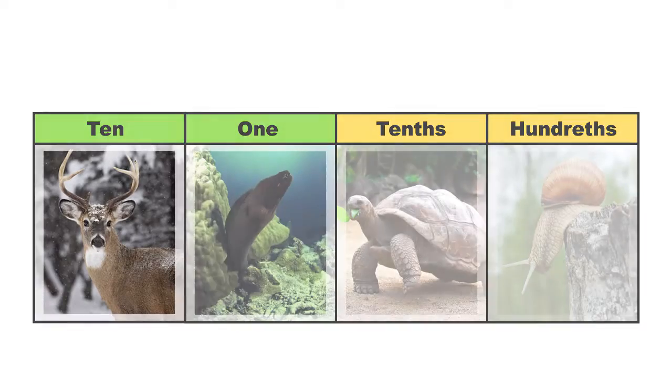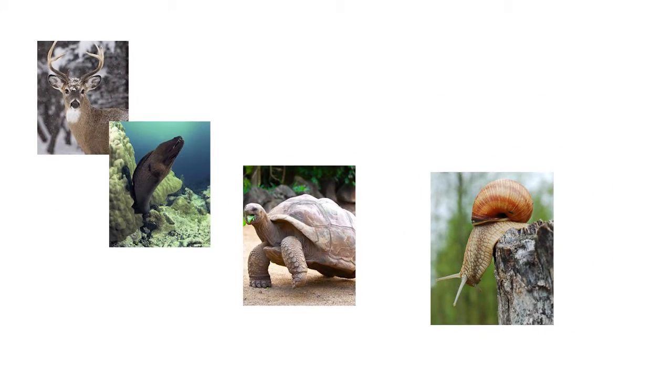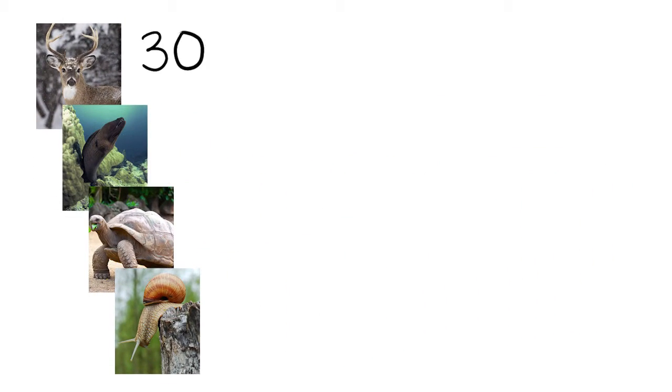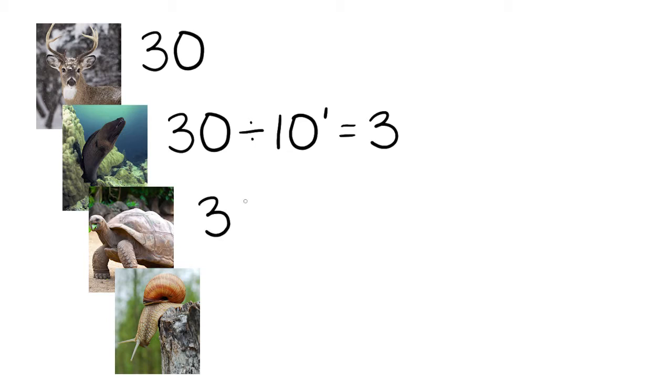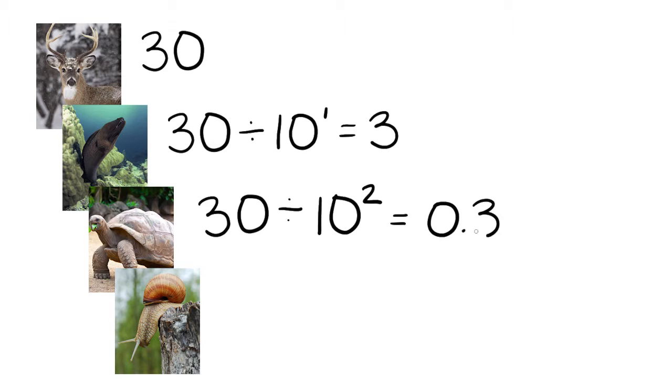Now let's compare each animal to the speed of the deer to write equations with exponents. The deer's speed was 30 miles per hour, and we divided it by 10 one time to find the eel's speed. So let's write 30 divided by the base, which is 10, and the exponent of 1. The 1 means that we divided the dividend by 10 one time. Next, look at the tortoise. We divided by 10 one time to get the eel's speed, and a second time to get the tortoise's speed. We can write this as 30 divided by a base of 10 and the exponent of 2 to show that we divided by 10 two times.